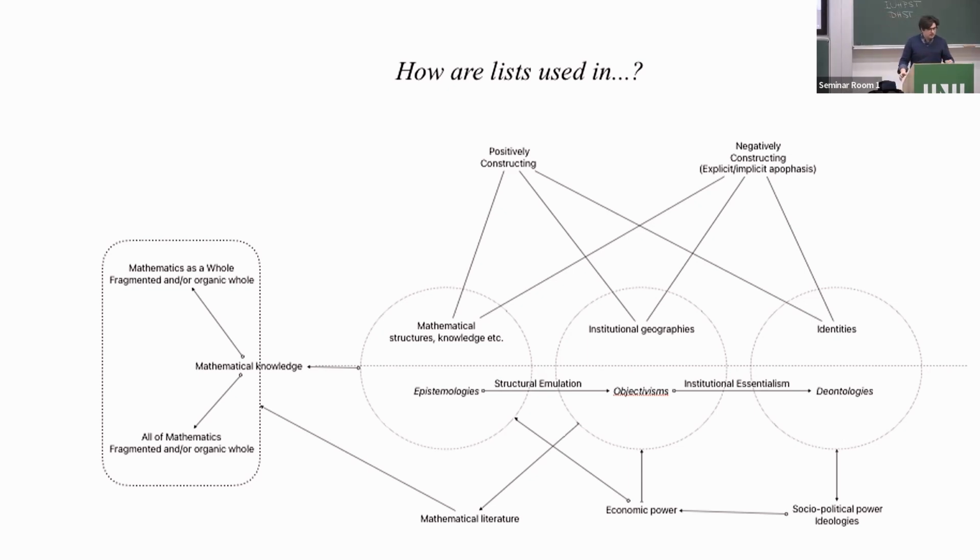What type of lists are these? Can you give an example? What's the definition of a list?